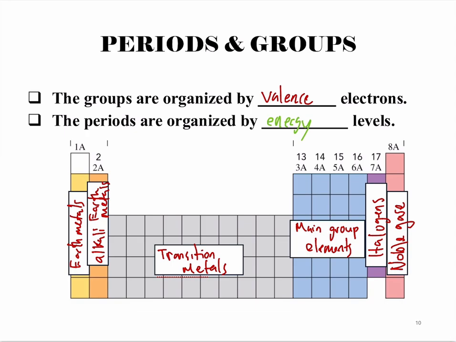All right, any questions on that? I know right now we're just kind of going through a lot of definitions. We'll be applying it shortly, how these definitions are related to the structure of atoms.